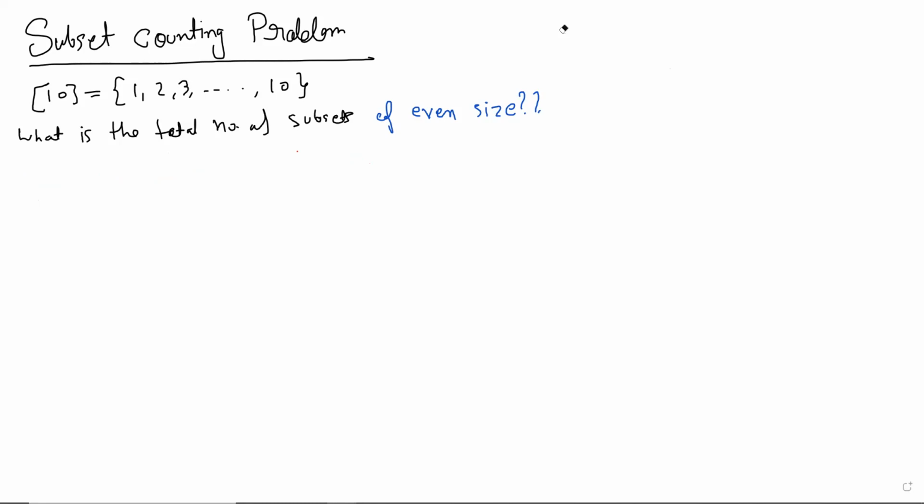So we are looking for subsets with even size. Even would obviously imply 0 also. So here examples would be the empty set, size 2, size 4, and so on.